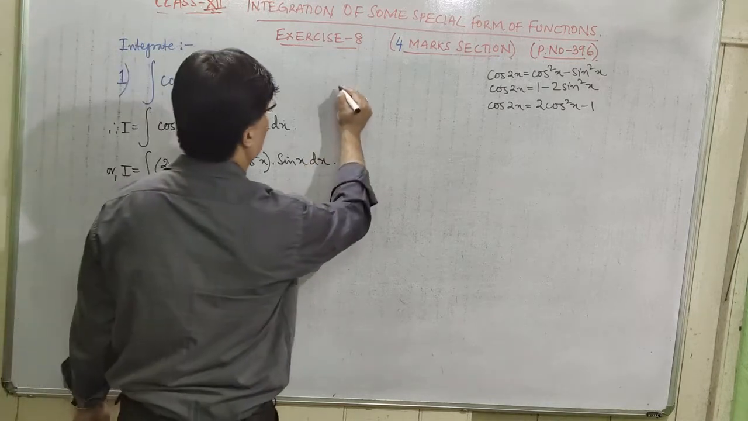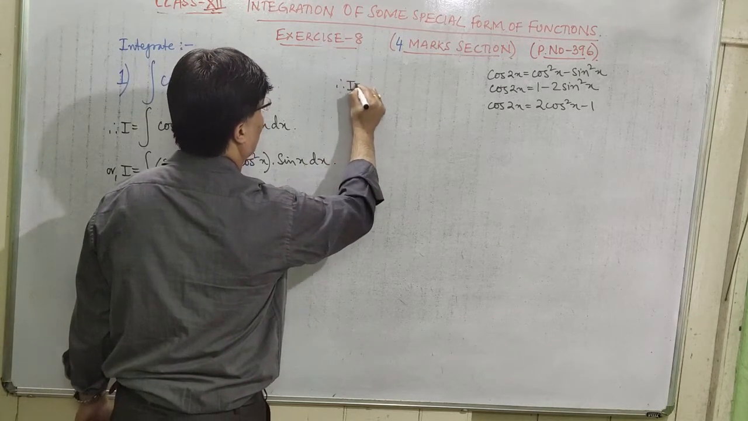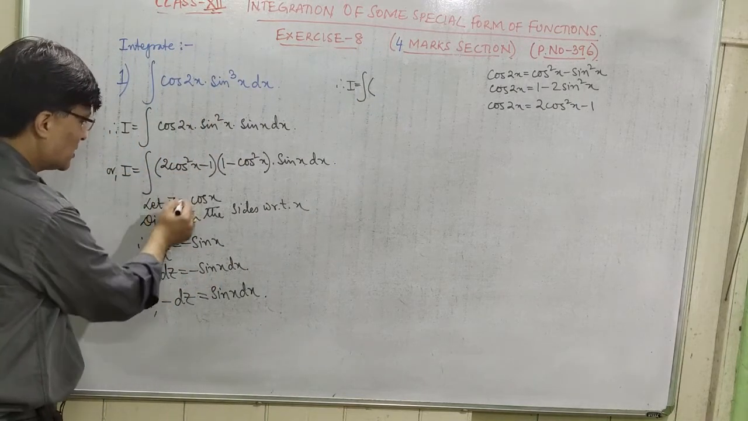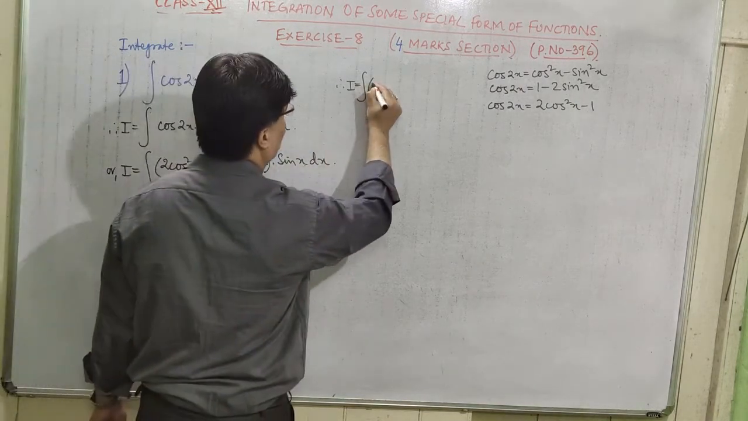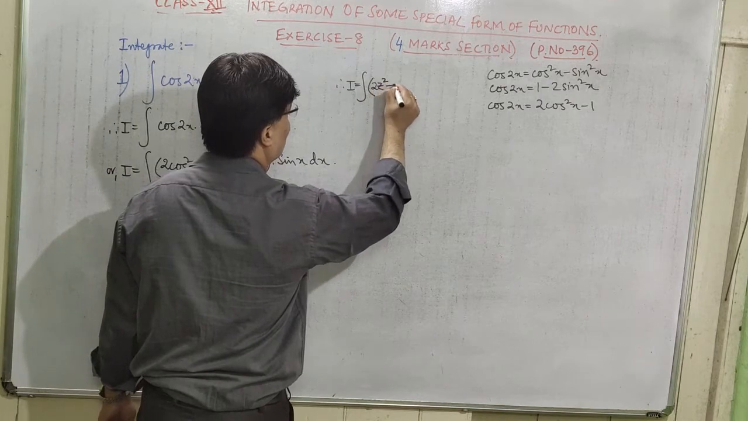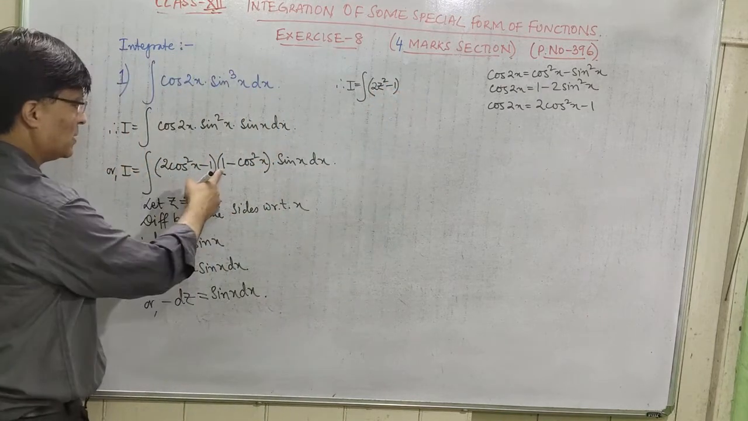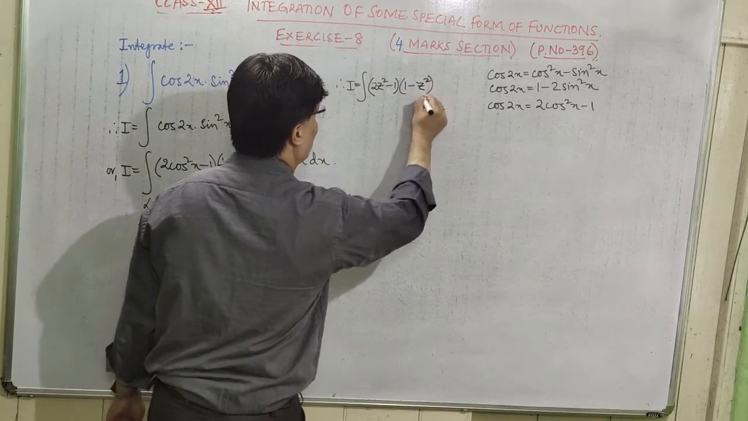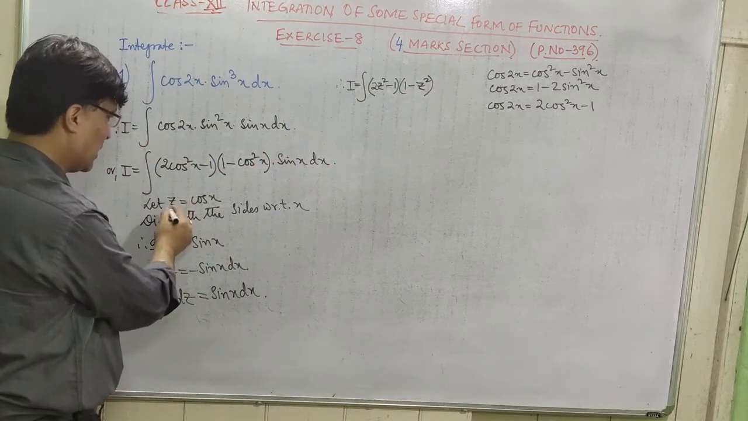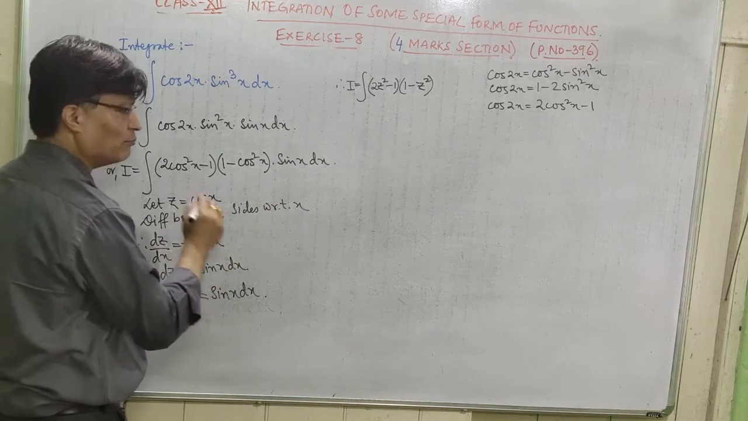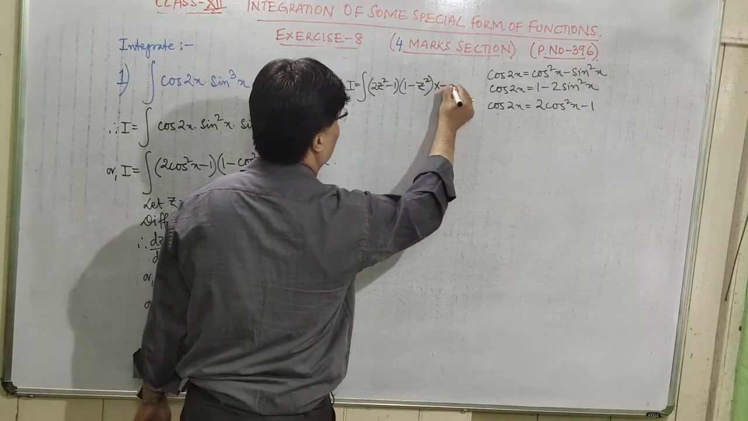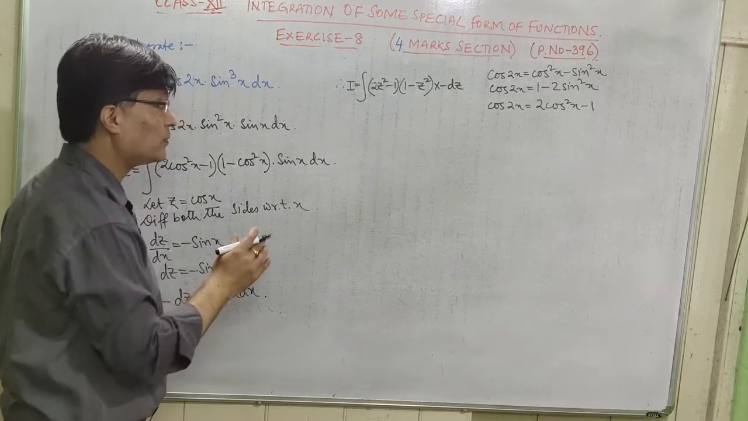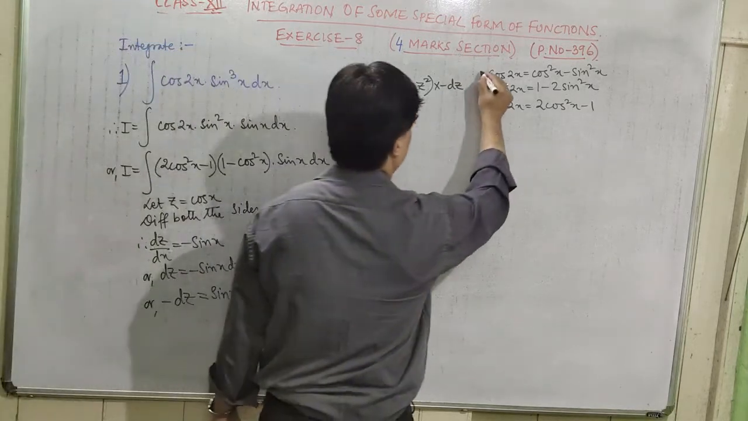So therefore what is I now? Therefore I is equal to integration of, within bracket, cos x is z actually, so it is 2z square minus 1, 2z square minus 1, right? Then 1 minus z square, since 1 minus cos square x is z square, right? And what about sin x dx? Minus dz. Into, you can write minus dz. Okay? Now let us simplify it first.